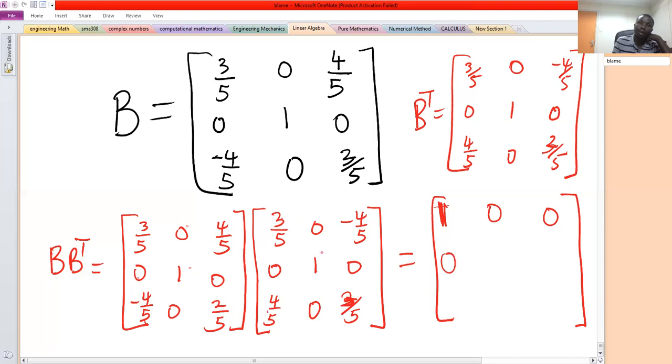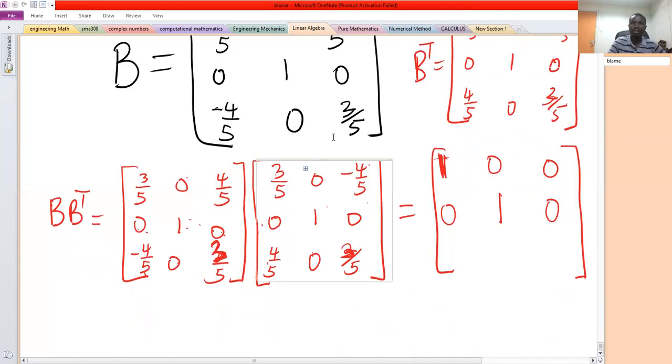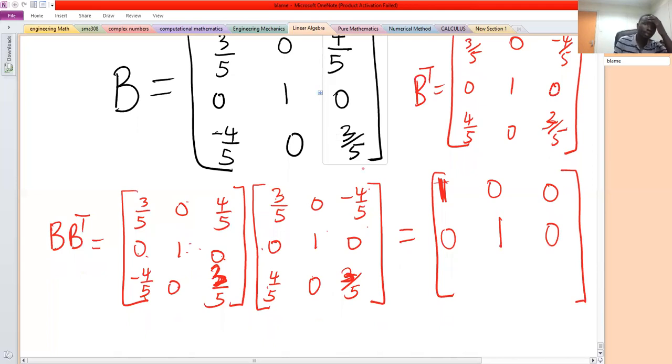0, 1, 0. So we get 1. 0, 0, and then 0. This is minus 12 over 25, 0. This, remember, this is 3. Remember, the reason why we're writing that is that the matrix B was given such that this element is 3 over 5, not 2 over 5.